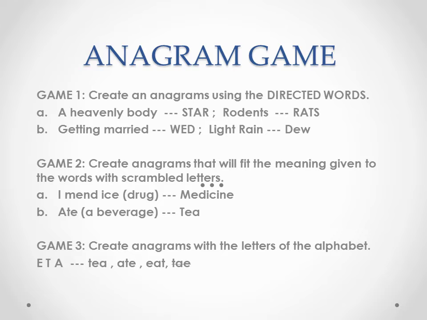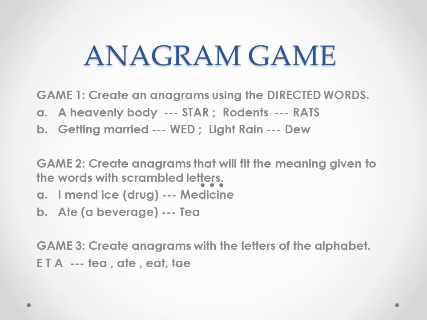Now the first game there expects you to come up with an anagram using the clue a heavenly body and rodents. Now you notice that a heavenly body, we said, is star. Now should I write star backwards? I will get an anagram for star, and that is rats. And what are rats? Rodents.